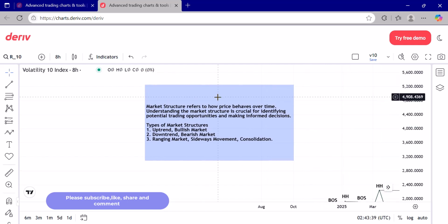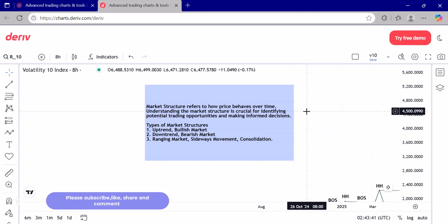All right. So, what is market structure? Market structure refers to how price behaves over time. Understanding market structure is crucial for identifying potential trading opportunities and making informed decisions. So you don't just place trades, you don't just buy, you don't just sell. You know the reason why you are buying and where you are buying from. You know the reason why you're selling and where you are selling from. So it is very, very important.